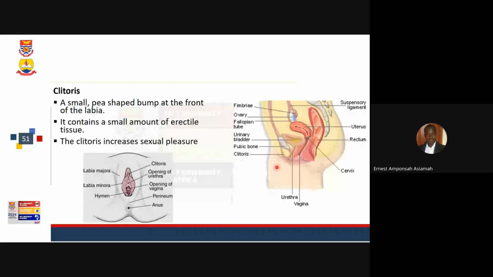The urethra is above, then the vagina is below. So it is true. They have three holes in between the labia minora.